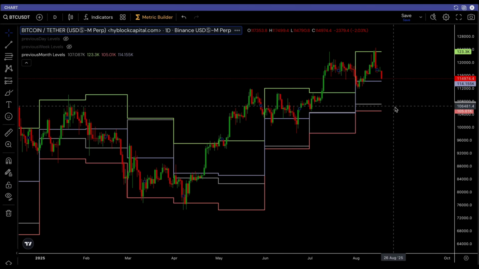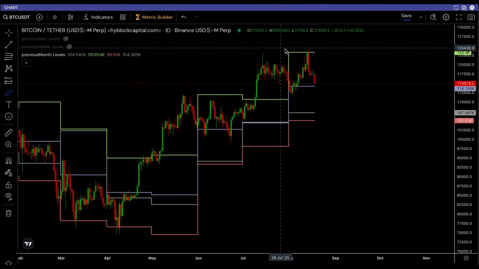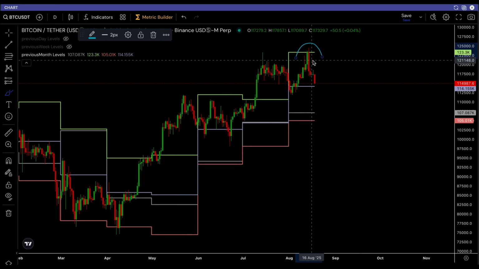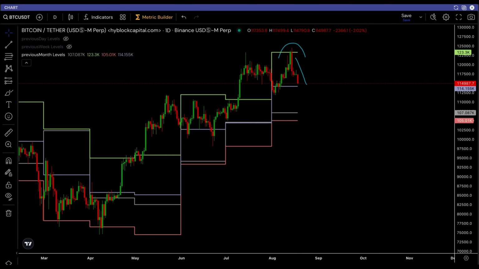For example, notice how the previous month's high recently acted as resistance, leading to a rejection. These levels can create high reward to risk opportunities and help you trade with more confidence.